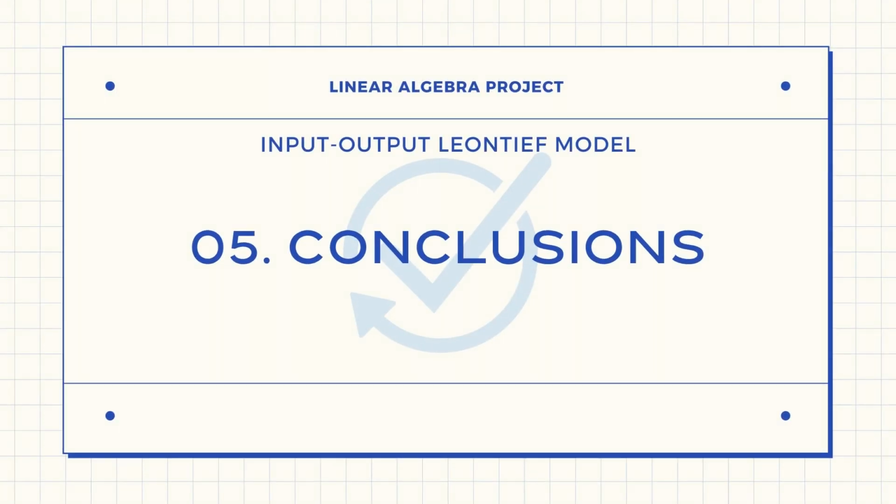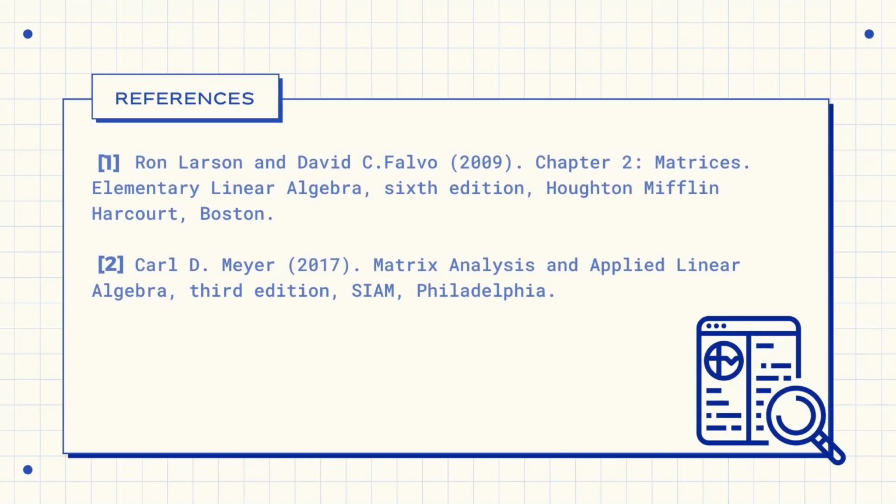The Leontief input-output model has many applications, and despite its inherent limitations, it remains one of the most significant inventions. As you can see on the slide, I have listed a number of references that I consulted as I researched this topic. These sources include books that helped me gain a deeper understanding of the subject matter.